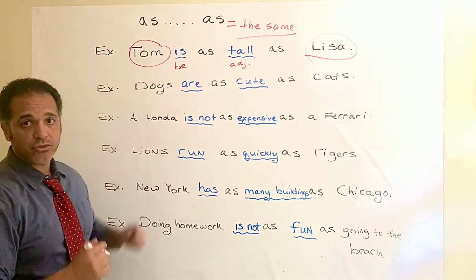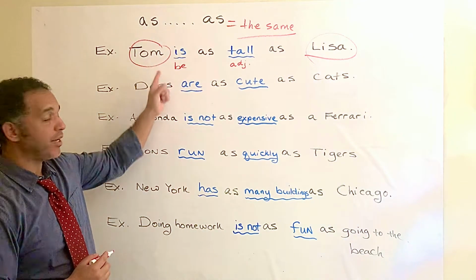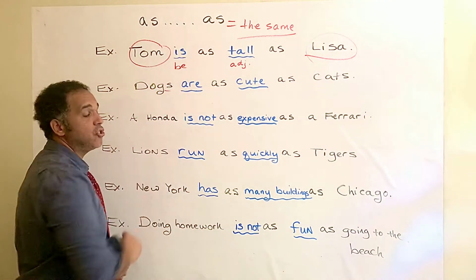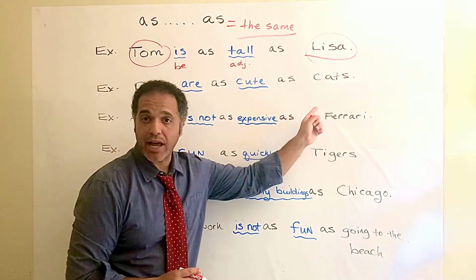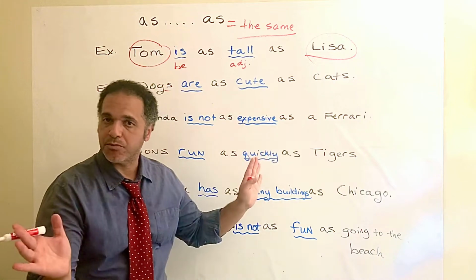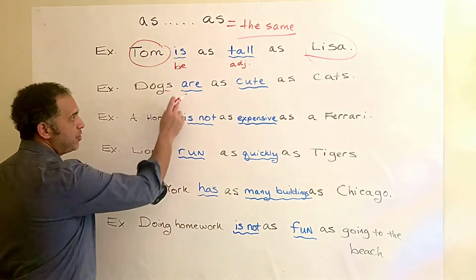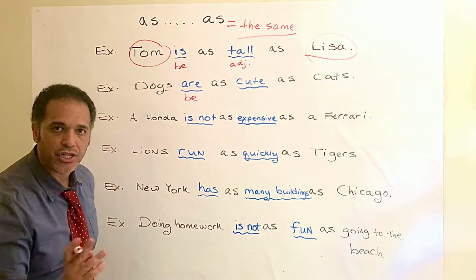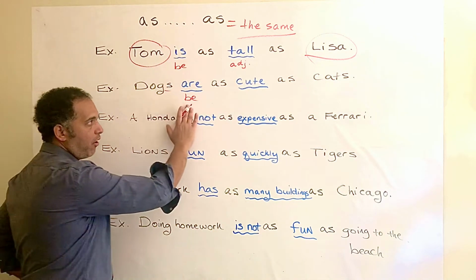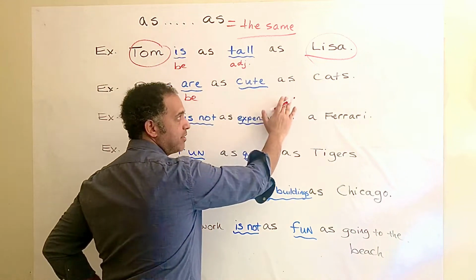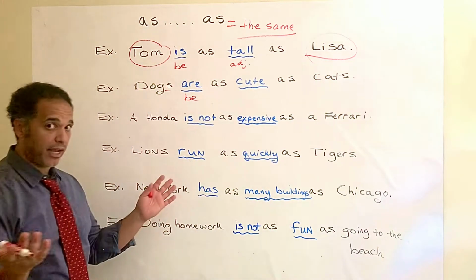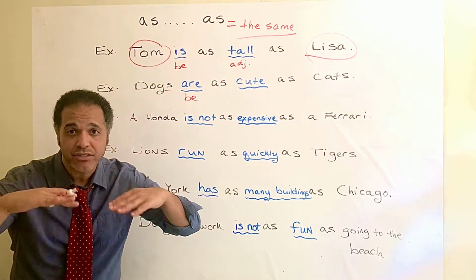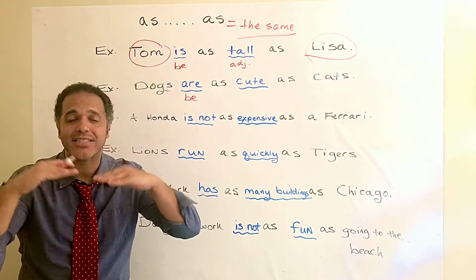Let's say that I want to change the subject. If you notice this one here, it is one person, Tom. Let's say I want to say dogs, and I want to compare that with cats. That's perfectly okay. But what you do need to do is watch out for the verb be and adjust it. Dogs are as cute as cats. And again, what am I saying? I'm basically saying the level of cuteness for dogs and cats is exactly the same.